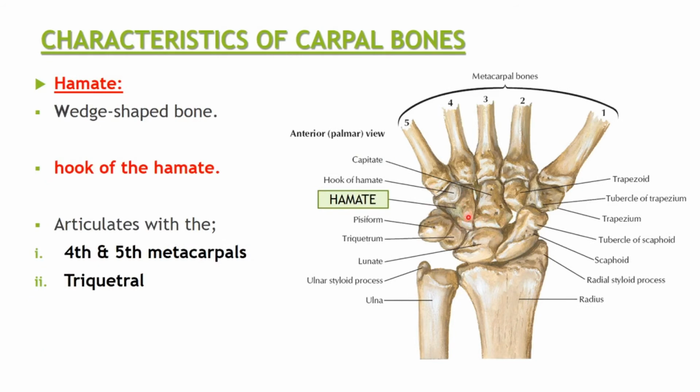Then comes the last bone among the carpal bones, that is the hamate. Hamate is again wedge shaped, and this is articulating with the third and fourth metacarpal bones, and on its palmar surface it is having a hooked process that is called hook of hamate. So that is the most prominent feature of the hamate. On the palmar aspect, it is having a hook process called hook of hamate. It is articulating with the fourth and fifth metacarpal bone, and also with the triquetrum proximally. So this is the hamate.